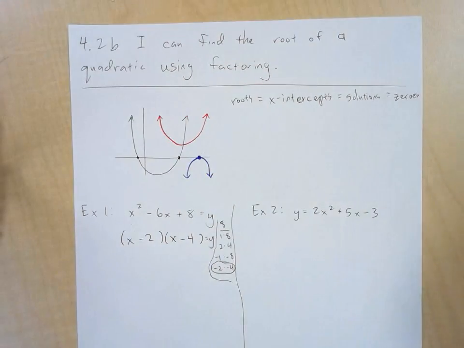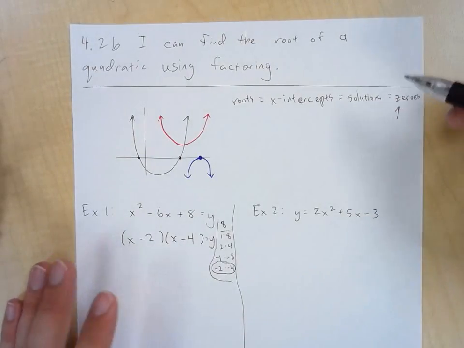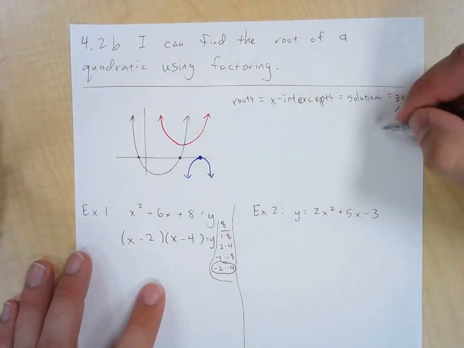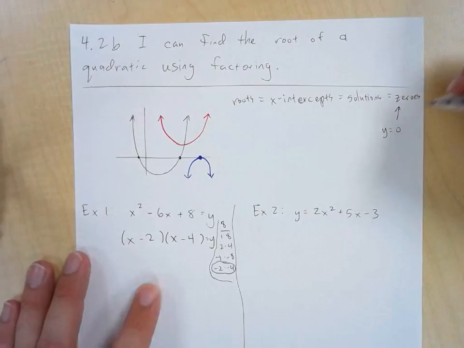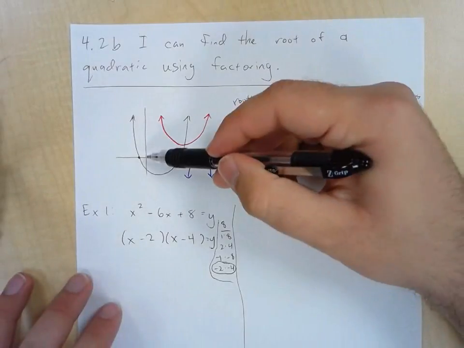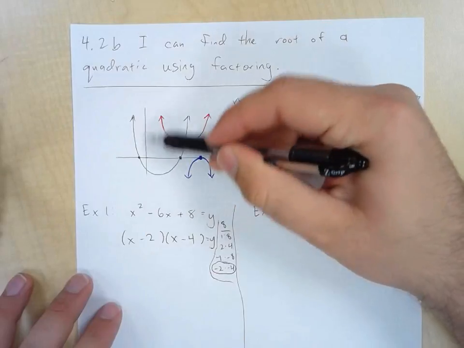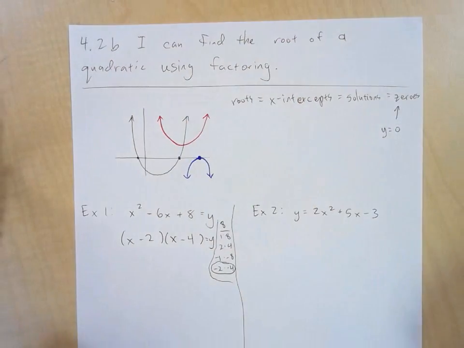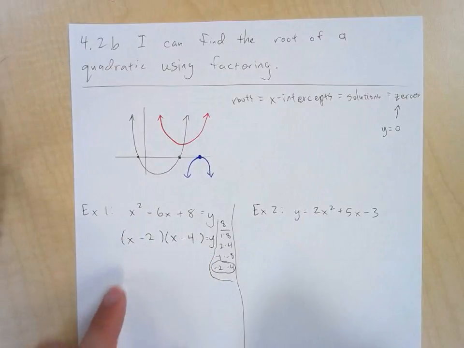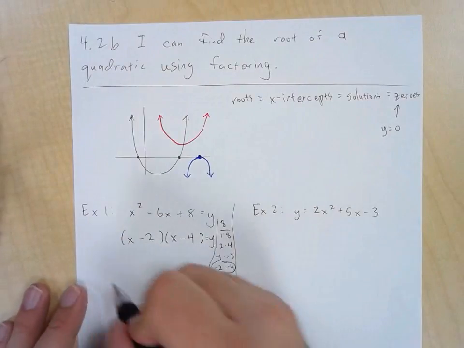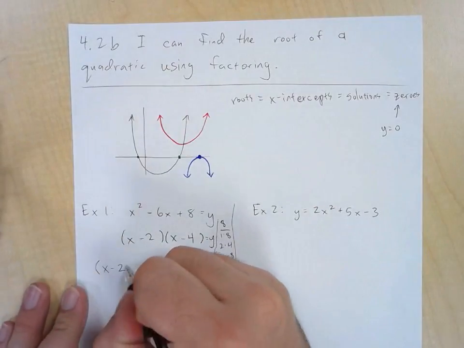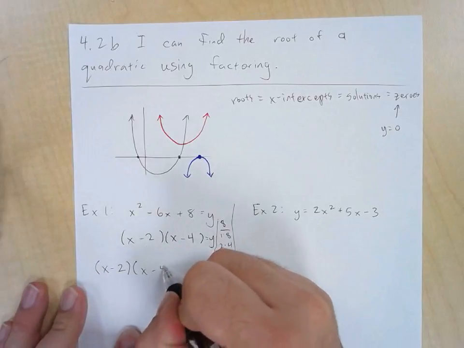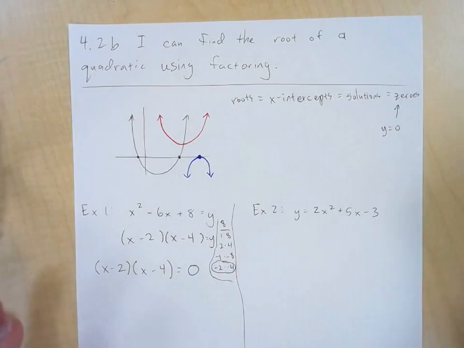So this zeros thing is kind of a big deal. It's called a zero because the root is where y equals 0, which is everywhere on the x-axis. If we start at 0, 0, if we don't go up and down, aka we go across the x-axis, y is equal to 0. So my next step after I have factored is to make y equal to 0. So x minus 2 times x minus 4 equals 0.